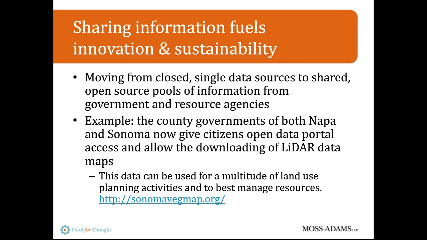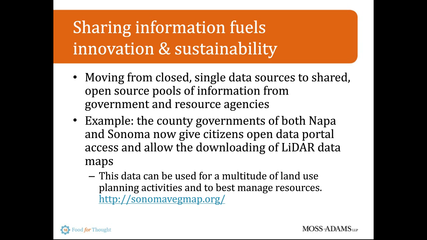For example, here, both Napa County and Sonoma County, they have now given any one of us, any citizens, an open portal to access and even download LIDAR data maps. LIDAR is a light detection and ranging system. It's basically a laser profiling system that produces maps that are showing location and elevation data for specific sites. And you can use it for many, many different land use planning activities. You can use it if you're trying to put together a vineyard development application where you need to go through the permitting process. This mapping information is available to you to have as an adjunct to your application.